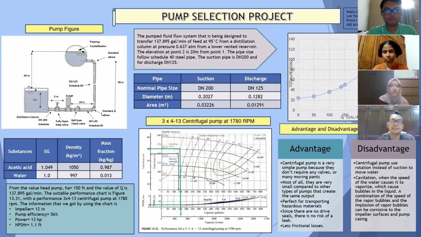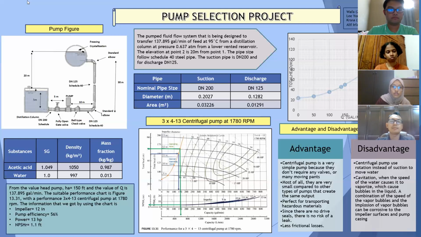So, as we can see by the figure, we have the distillation column, and at the suction pipe we have a fully open gate valve, and we have the pump. Then at the discharge, we have a ball type check valve, two standard elbows, and then the freezing crystallization. Here we determine that at the suction pipe, we are using nominal pipe size DN200 based on schedule 40. For the discharge, we are using DN125, also schedule 40 steel pipe.